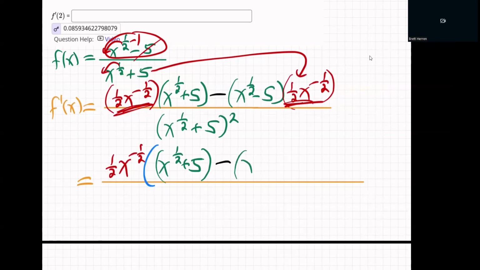minus x to the half minus 5. Sorry, my 5s don't look so good. Bottom hasn't changed. x to the half plus 5 squared.